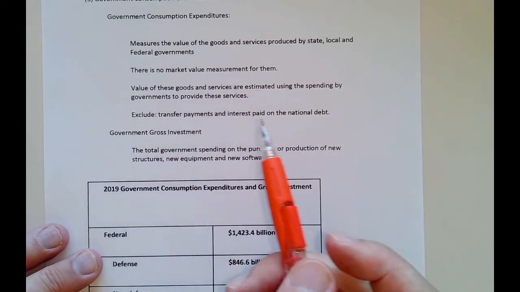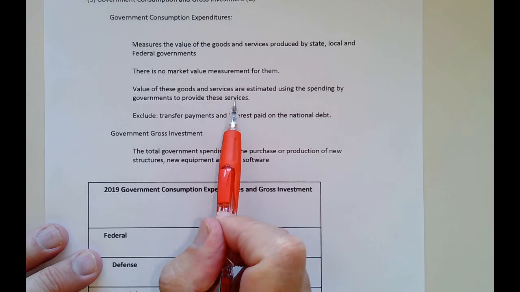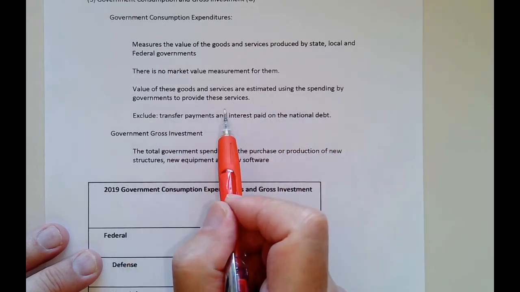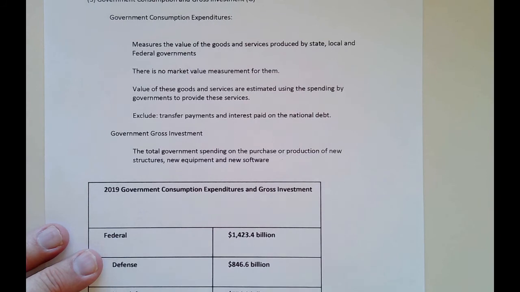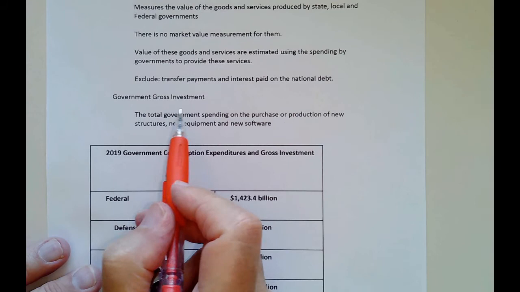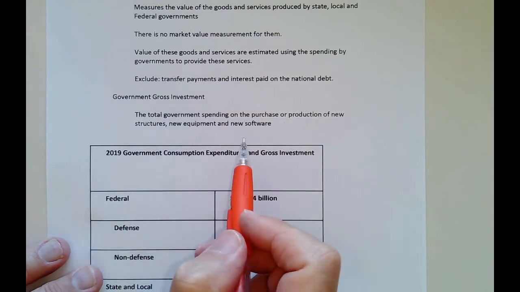And so because we don't really have a market system for government, how do we add it into GDP? Well, the value of goods and services is going to be estimated using the spending by governments. So it's pretty much what government spends money on. So at Chaffey College, government has money spent on equipment, on structures, on salary. Whatever Chaffey spends during the year is going to be what goes into GDP from Chaffey College. And then again, investment is what government spends on equipment, structure, software, and so Chaffey does both.